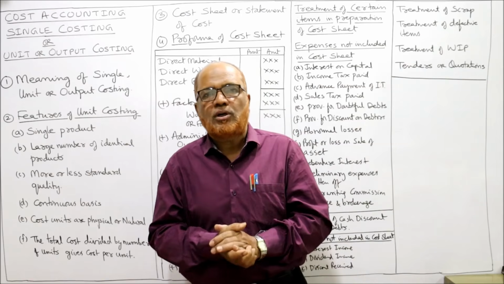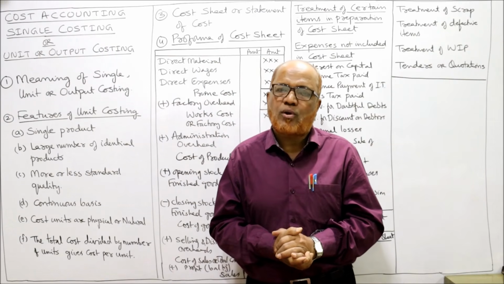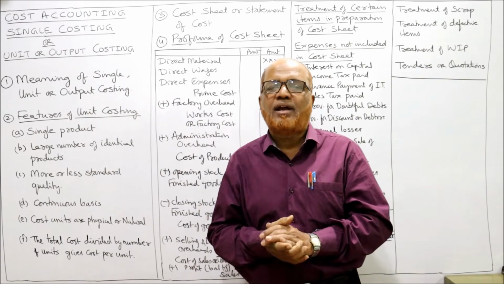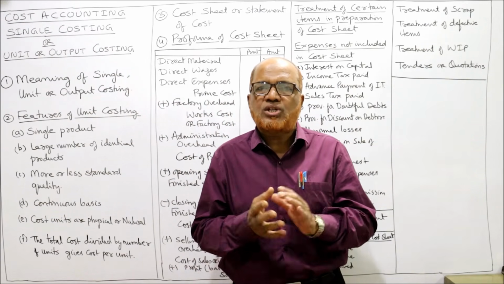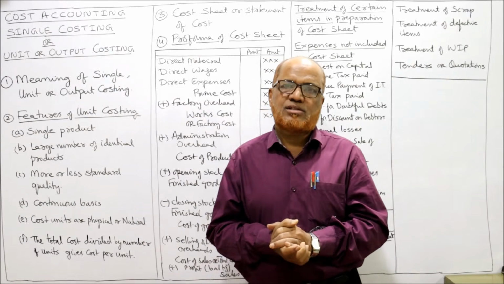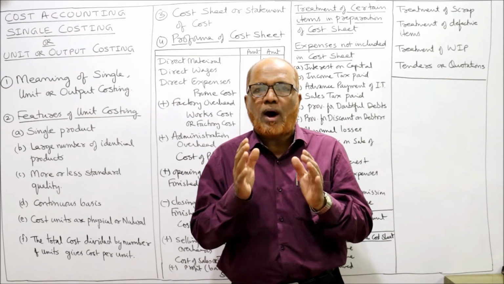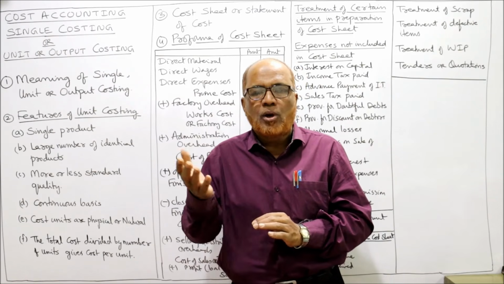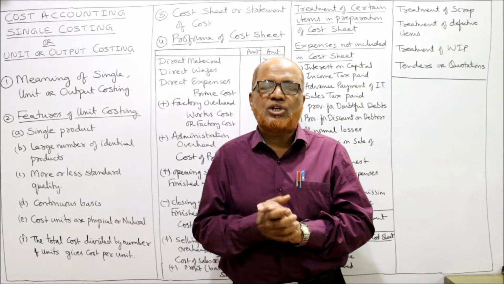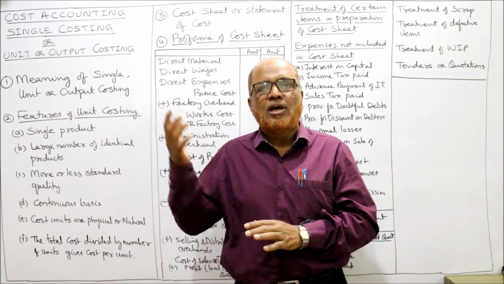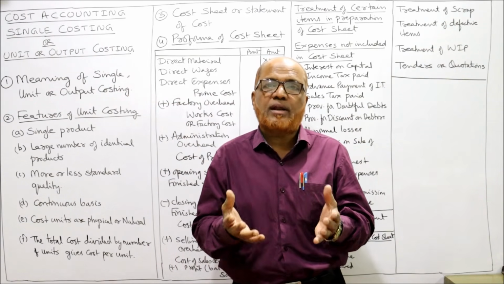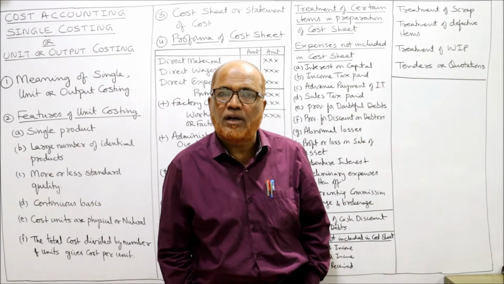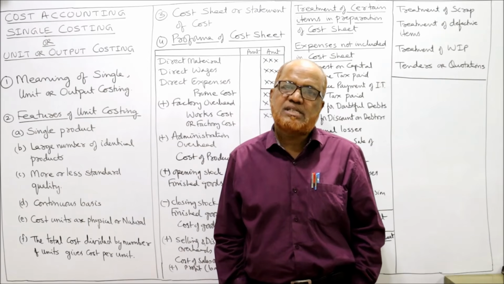Now, how to find out the total cost? We have different methods of costing. We don't have a single method of costing which can be applied in every industry. Every industry has their peculiar features. So according to the requirement, different methods of costing are there. Example, process costing, contract costing, job costing, batch costing, unit and output costing, operating costing. Like that, so many different methods of costing depending on the nature of the business. So one by one we will study.